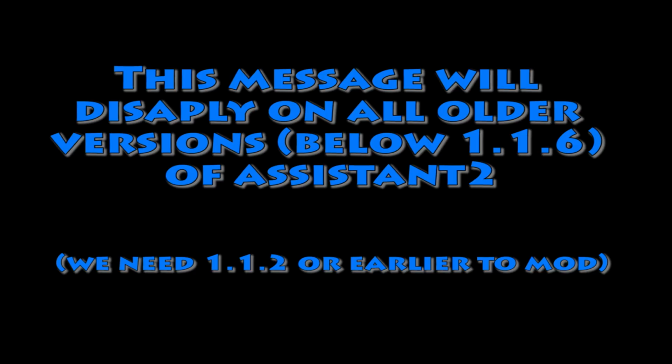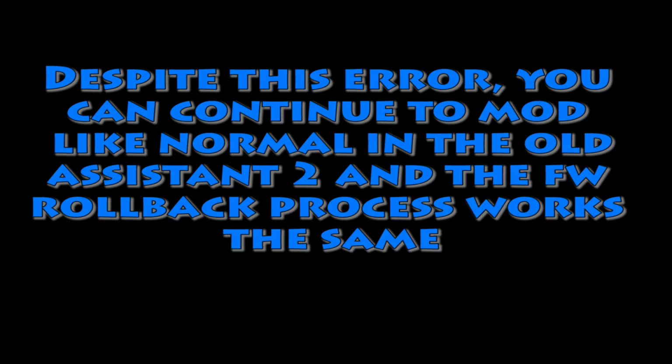And so you're gonna see this message on all older versions of DJI Go below 1.1.6, which are unfortunately all the ones that we need to use to mod. And so, despite the error, you can still mod, you can open up the parameters, you can still update the firmware process and watch it go in the assistant. You just can't see your current version.